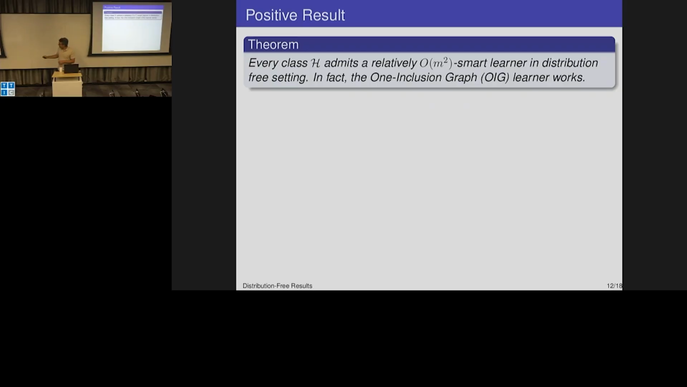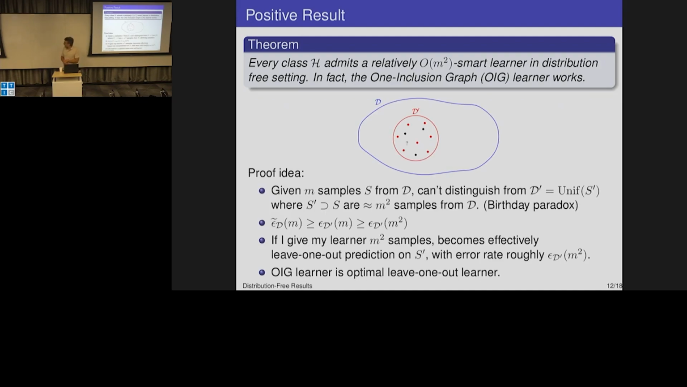If you've worked with this learner, you have a sense that it's kind of data set by data set optimal. This theorem is one way of formalizing that. Here's the proof idea. Imagine that I give you m samples, these black points, from a distribution D. Let's say D is my true distribution, the blue one.